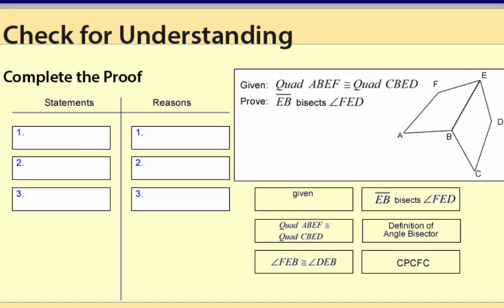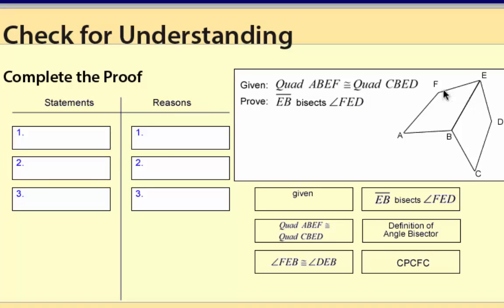Complete the proof. Here we're given quad ABEF congruent to quad CBED, and we're trying to prove that segment EB bisects angle FED. Now angle FED is this guy right here.